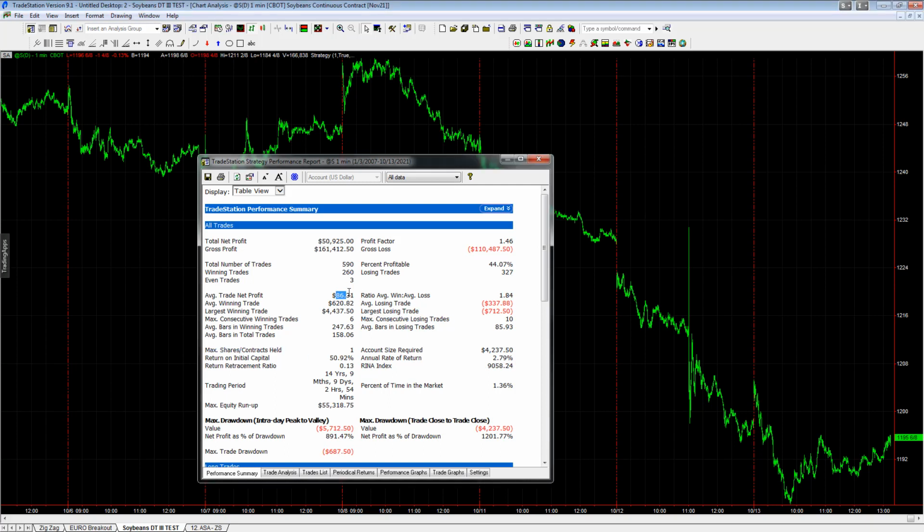So it improves it even more. Average trade profit is the same at 86, but the net profit as a percentage of drawdown goes up. And our drawdown goes down because we're able to win on bigger trades. The biggest trade is 4,437.50 instead of 1,975, and that helps us. Our total net profit is still around 50,000.